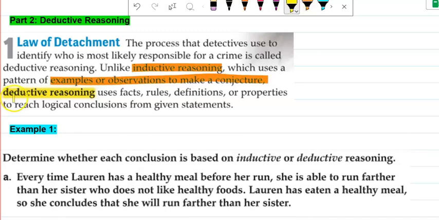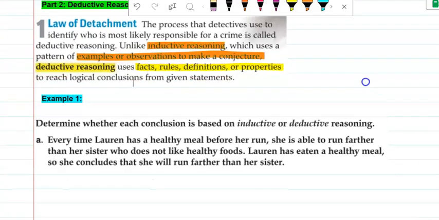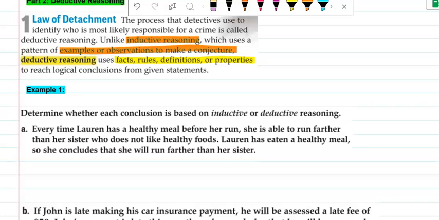So the next thing we're going to talk about is deductive reasoning. This follows facts and rules, definitions, or properties to figure out what the next thing is. So the first thing we're going to talk about is just differentiating what's inductive reasoning and what's deductive reasoning.